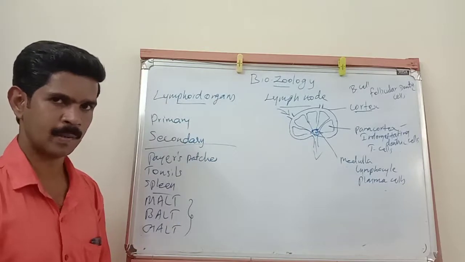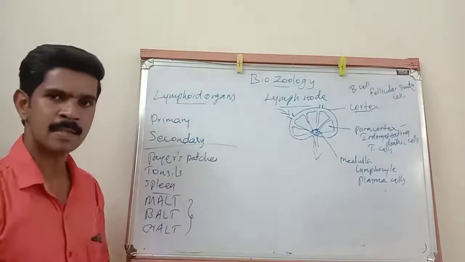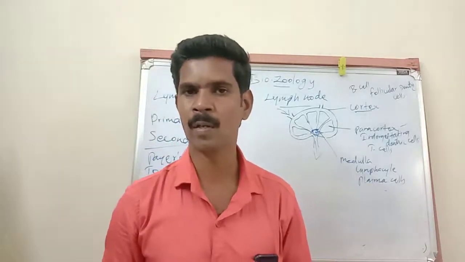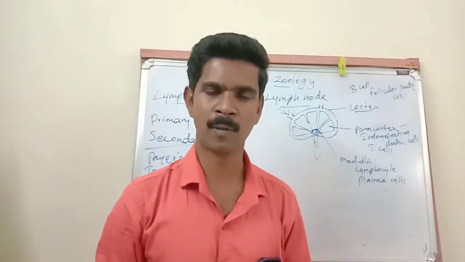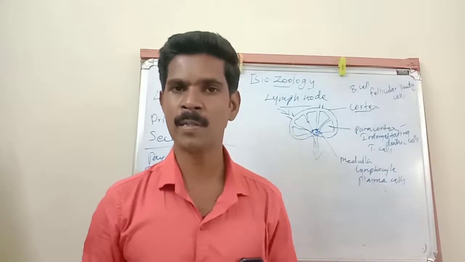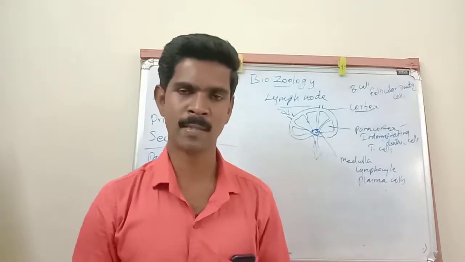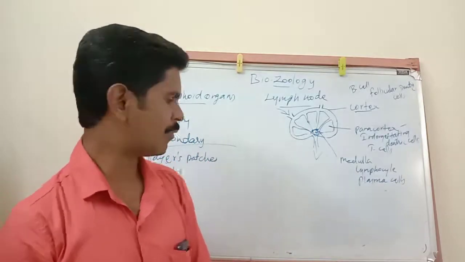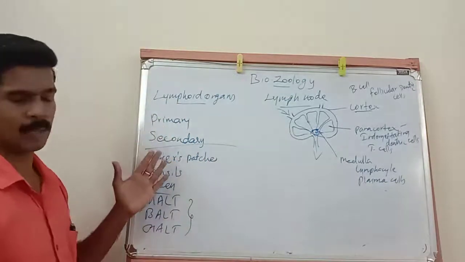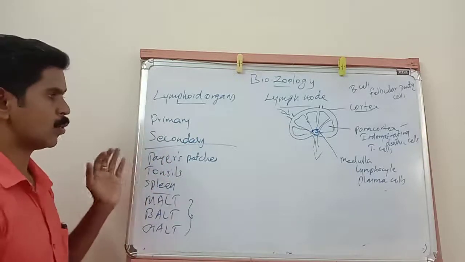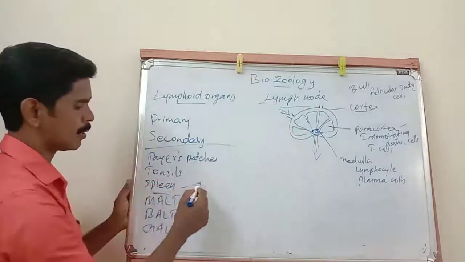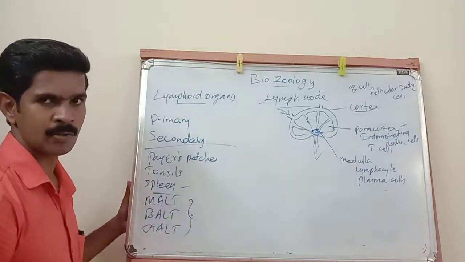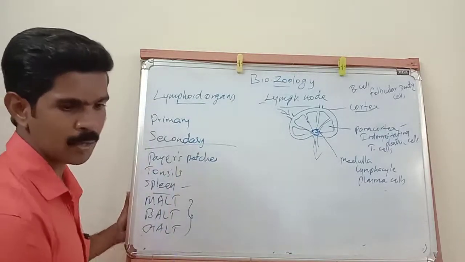Understand? So all these tissues consist of some lymphoid cells, and these lymphoid cells encounter the microorganisms which enter that particular part, or some lymphoid tissues prevent the entry of microorganisms inside the body. So now we have completed lymphoid organs. The secondary lymphoid organs are two: one is the lymph node and the second is the spleen, and some secondary lymphoid tissues also. Hope you understood.